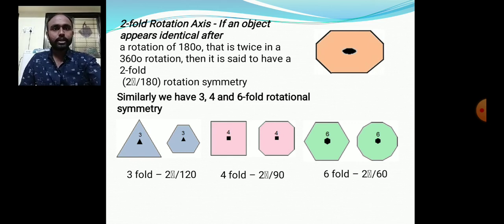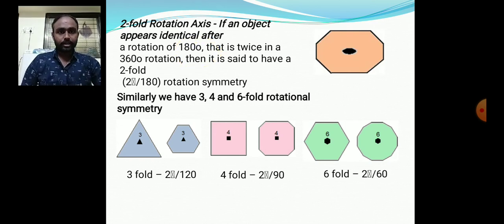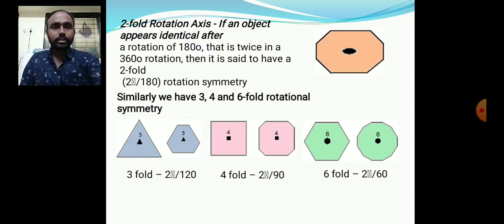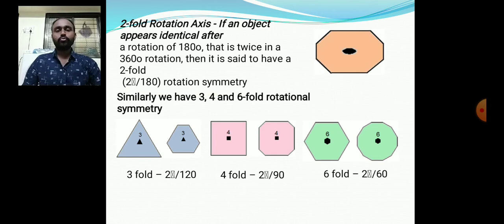If an object appears identical after a rotation of 180 degree, now don't get confused, it is not 1800, it is 180 degree, that is twice in a 360 degree rotation, then it is said to have a two-fold symmetry or two-fold rotation symmetry. Yes, because in the first example we have seen, to have the same position of the crystal, you have to rotate 360 degree. That is what we call one fold symmetry.